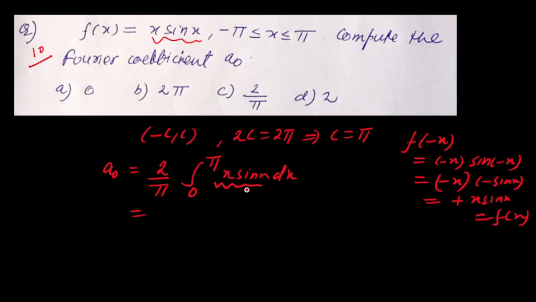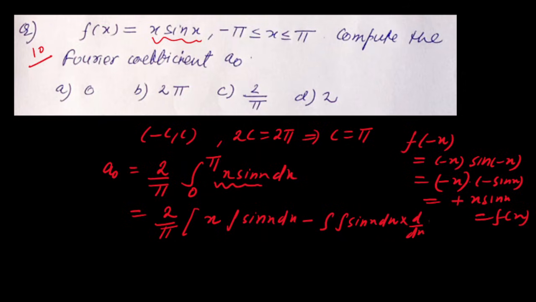You integrate it using integration by parts. So the integration by parts is that first function x integration of, let me write it. Some of you may not follow, so I am writing integration of sine x dx, then minus integration of sine x dx into differentiation d by dx of x, and then we integrate the entire thing. The limit of integration is 0 to pi.